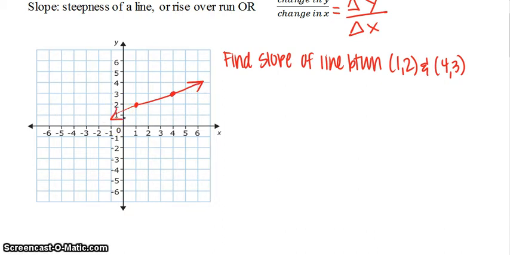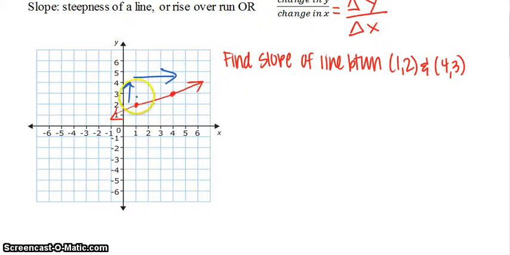Now, we said the slope is the steepness of this line, so you can look at it, but you can't tell how steep it is. You can't tell the slope. You can tell it's not very steep, but you don't know what the slope is. But the slope is rise over run. So we're trying to figure out how much it is rising, how much it is going up and going over to get from this first point to the second point.